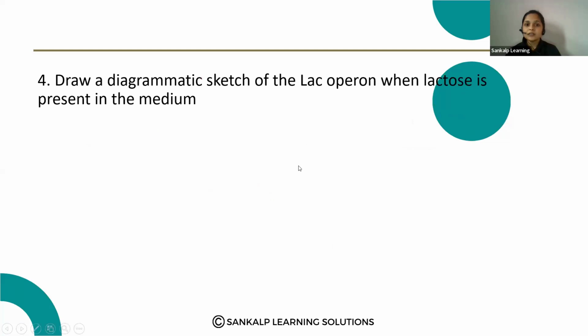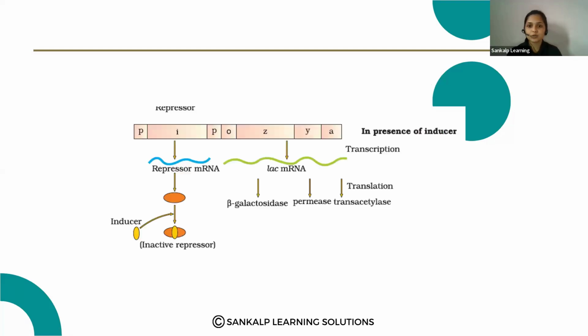Next question. Draw a diagrammatic sketch of lac operon when the lactose is present in the medium. Very important question. This lac operon concept can be asked as a 5 mark question. Also it can be asked in the 2 mark multiple choice question. Be clear with that topic. They ask to draw the diagrammatic sketch when the lactose is present in the medium. If they only ask to draw the sketch when lactose is present, just draw it. Sometimes they will ask for the explanation also. So this is the diagram when lactose is present in the medium.